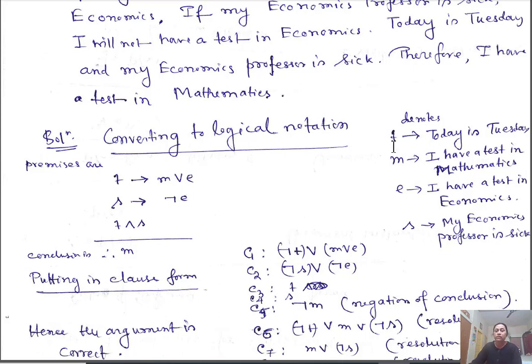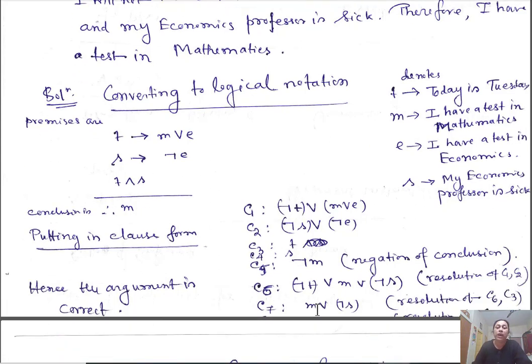Okay, so how many variables are there? T, M, E, S. If you go for the truth table, it will not be that easy. For the truth table, there are 4 variables, so the number of rows will be 16, because each variable has two truth assignments, either true or false. So this will be very big. Instead of that, using the resolution principle is far better to decide the validity of the argument.